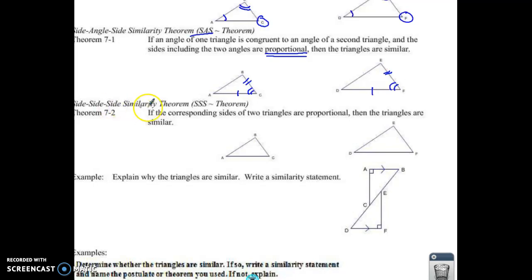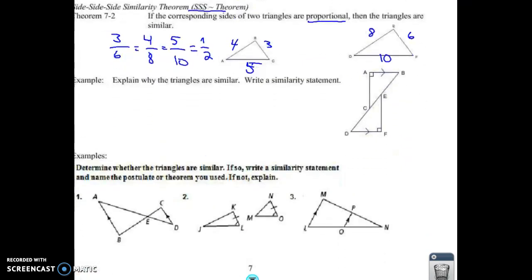And now, the side-side-side similarity theorem. Again, the sides must be in proportion. Like 3, 4, and 5, and we would have 6, 8, and 10. Notice that this is what we had the other day, 3, 4, 5 and 6, 8, 10. I put the small triangle on top and the big triangle on the bottom. Notice all of these reduce to 1/2, so all sides are in proportion. So they're kind of shortcuts for us.